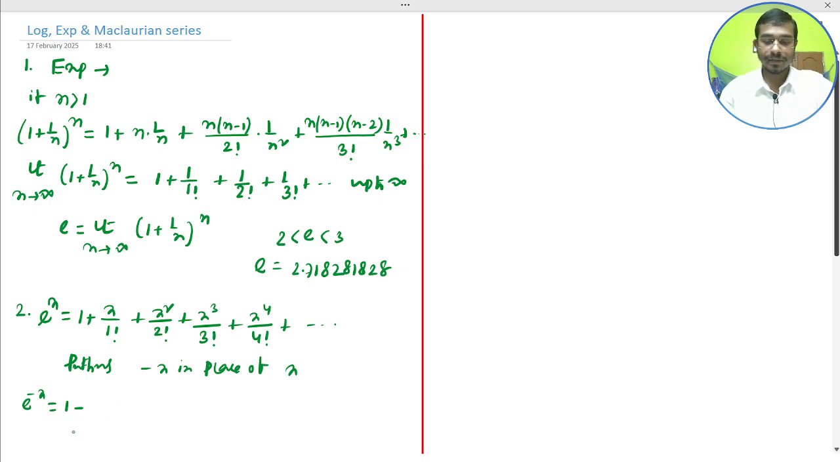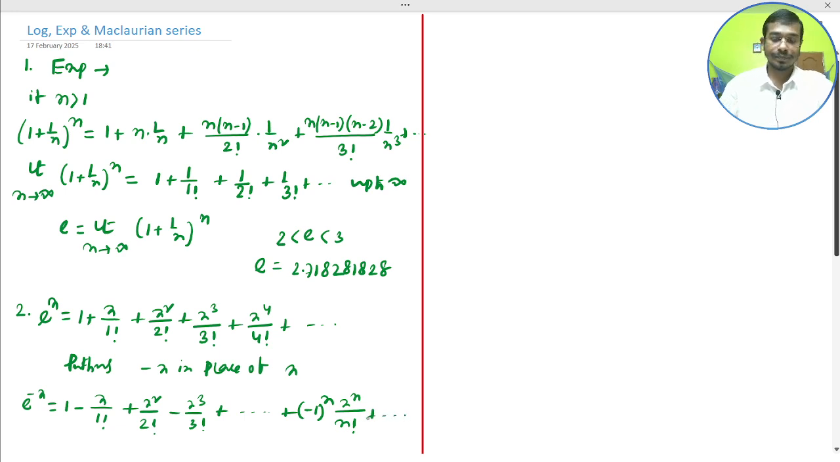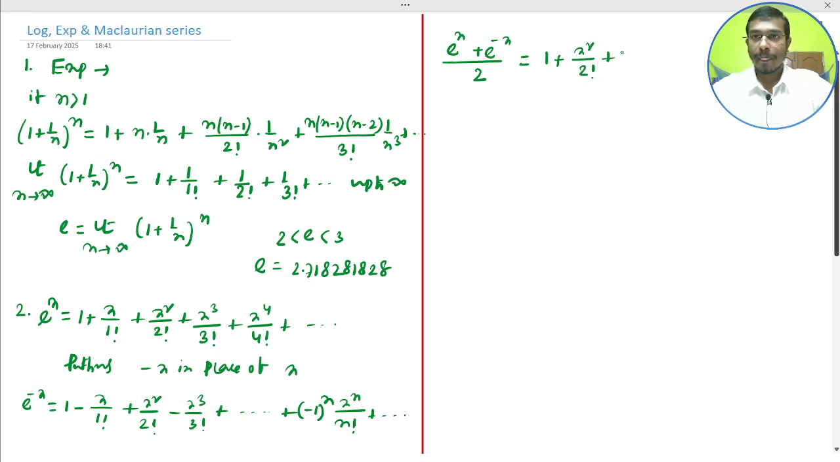So 1 minus x by 1 factorial, next plus x square by 2 factorial, next minus x cube by 3 factorial plus dot dot. The nth term is minus 1 to the power n, x to the power n by n factorial, and so on. Next, e to the power x plus e to the power minus x divided by 2 would become 1 plus x square by 2 factorial plus x to the power 4 by 4 factorial plus dot dot.